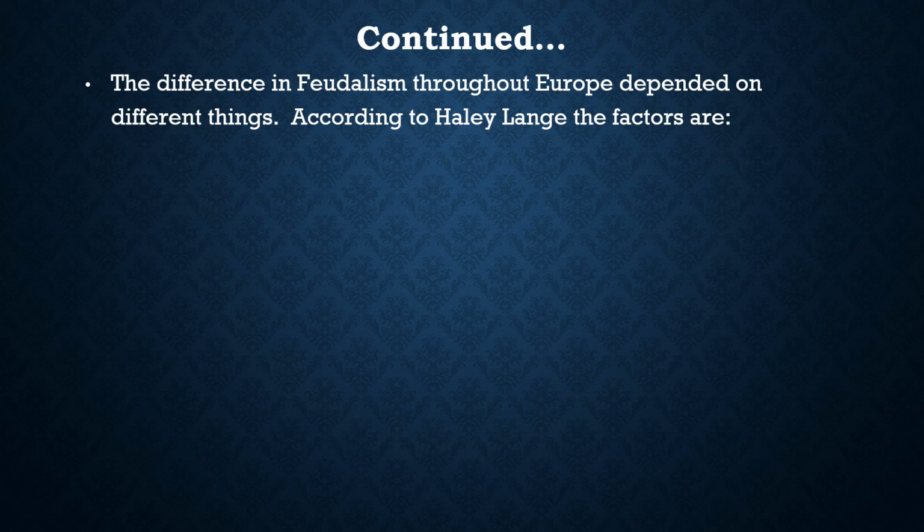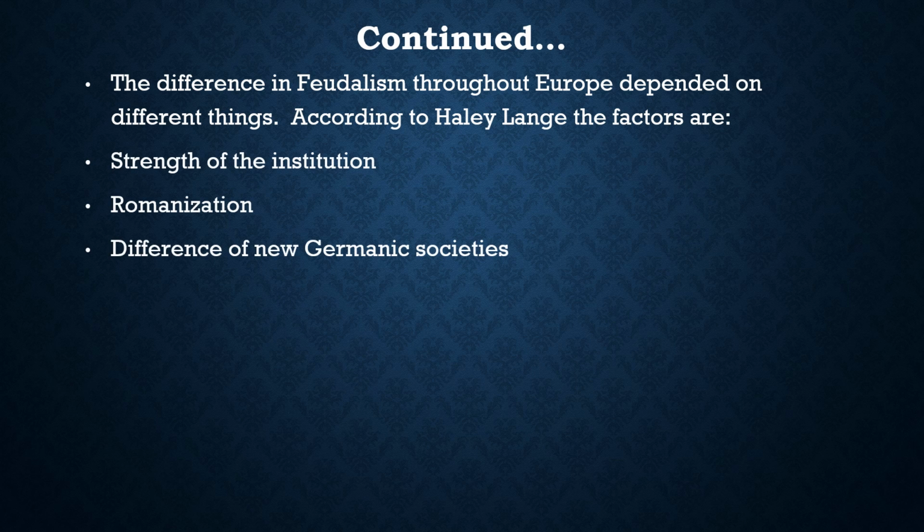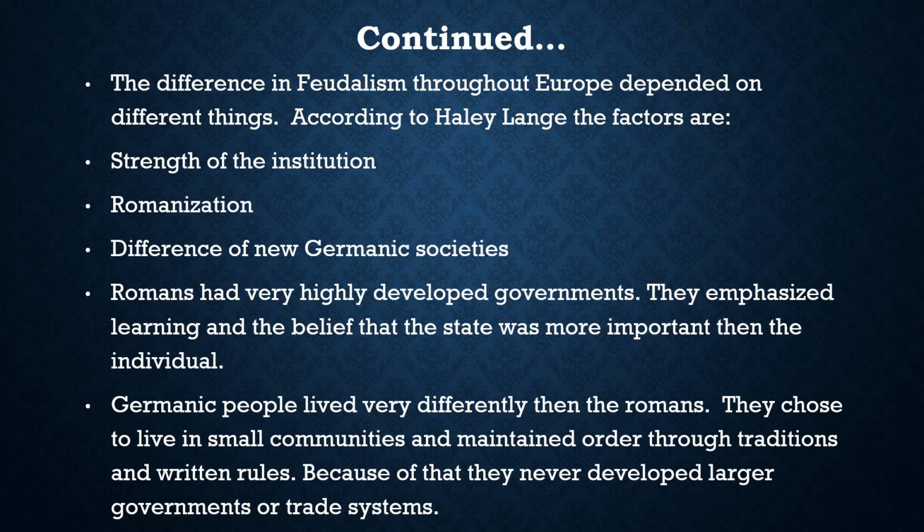The difference in feudalism throughout Europe depended on different things, according to Haley Lang. The factors are strength of the institution, Romanization, and difference of the new Germanic societies. Romans had very highly developed governments. They emphasized learning and the belief that the state was more important than the individual. Germanic people lived very differently than the Romans. They chose to live in small communities and maintain order through traditions and written rules. Because of that, they never developed larger governments or trade systems.